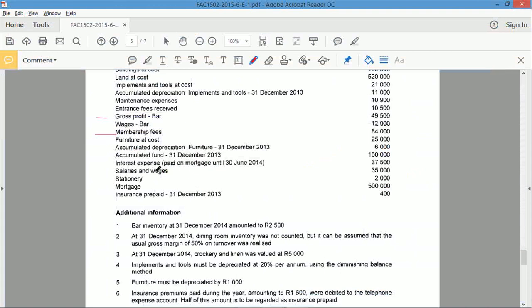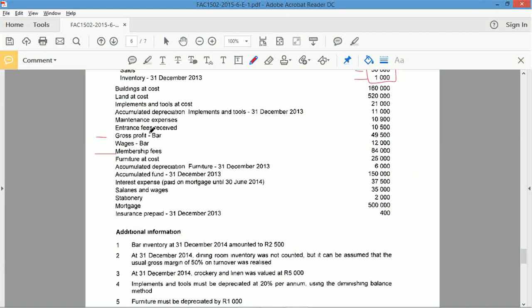Where is it? Bar, yeah, gross profit bar. There it is. So the gross profit of the bar is already the gross profit, meaning we would have taken the bar inventory into account because we would have subtracted the closing stock when calculating the gross profit for the actual bar.